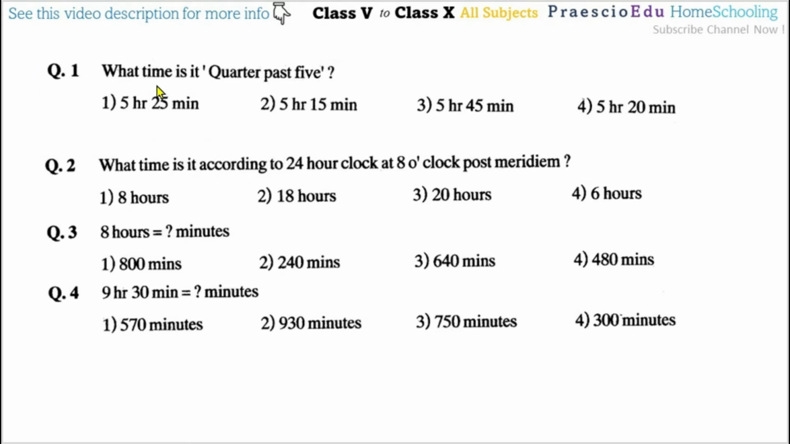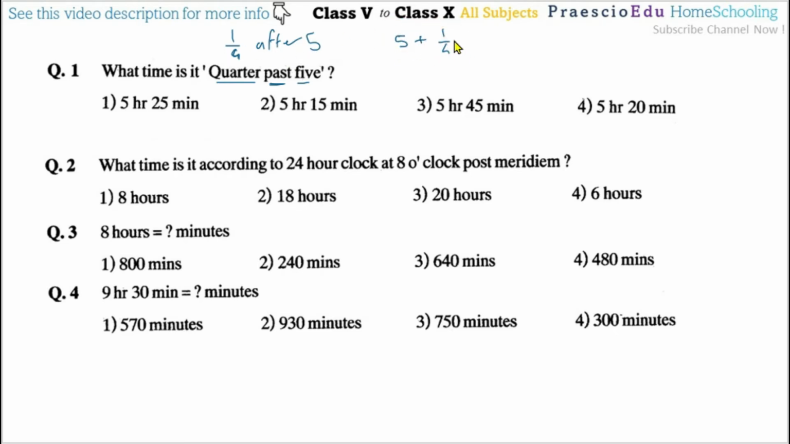Now question number 1, what time is it, quarter past 5? Now here quarter, as we know, quarter means 1/4, past means after. Okay, always we remember this way, 1/4 after 5. Okay, after 5 means 5 o'clock. So of course after means that is addition, so here that has to be added. So 5 plus 1/4 of the hour.